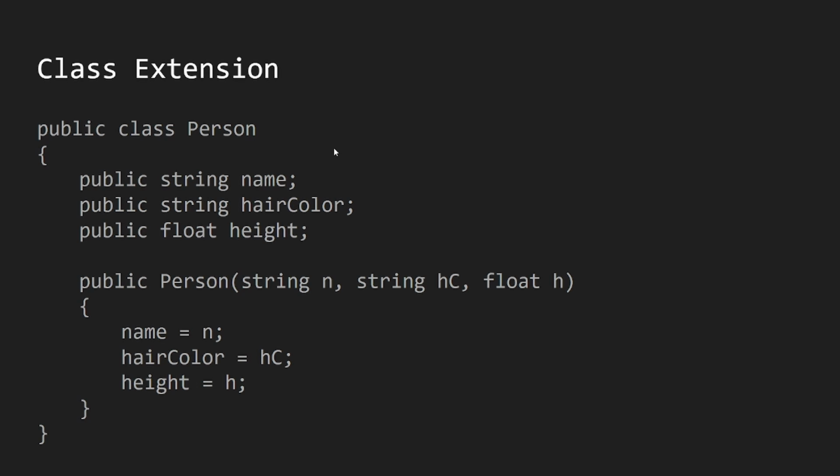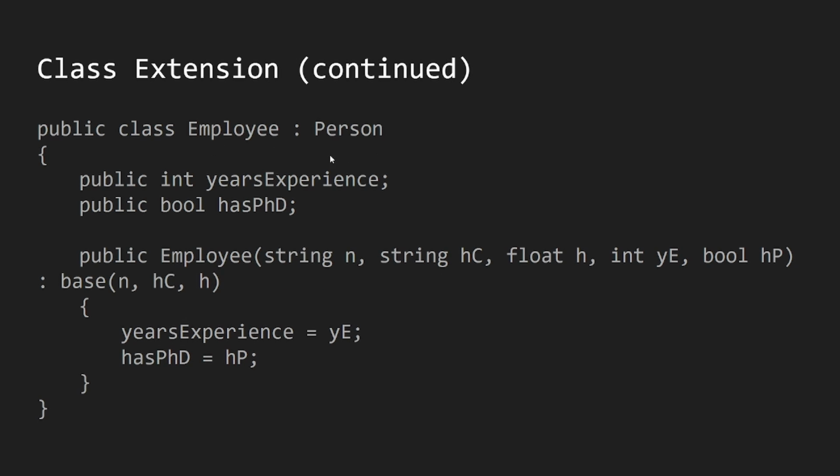You have some traits that feel like they're shared between people, like a name, a hair color, a height. And here's the constructor, the base constructor. Now, here's an employee class that extends person, and an employee will have years of experience. They'll have a PhD, maybe not. It's a Boolean, whether they have one or not, and the years of experience is an integer. So here you could see that the constructor takes the name, the hair color, the height, the years of experience, and the has PhD, and it calls the base constructor for the things that are in the base class.